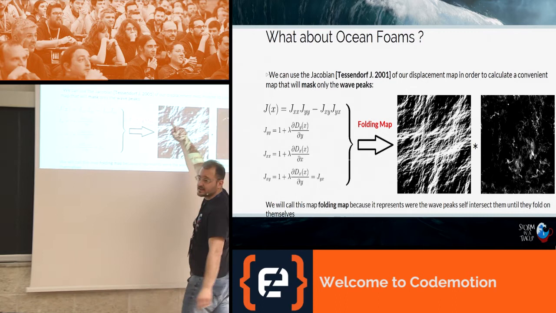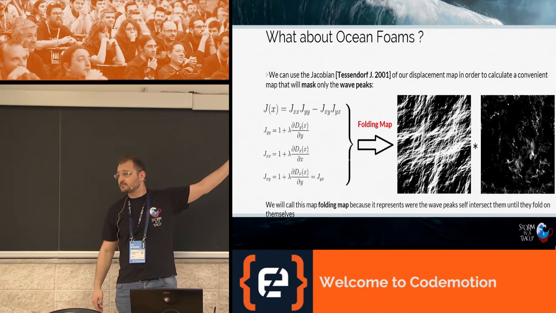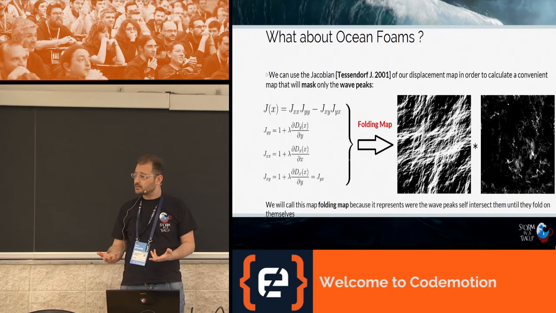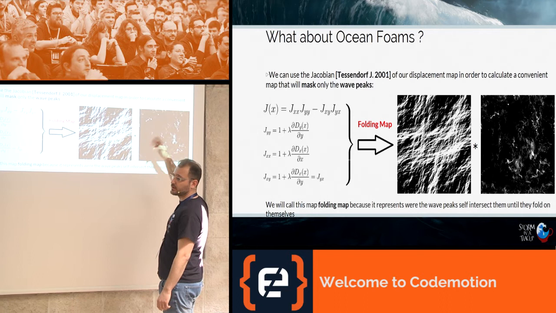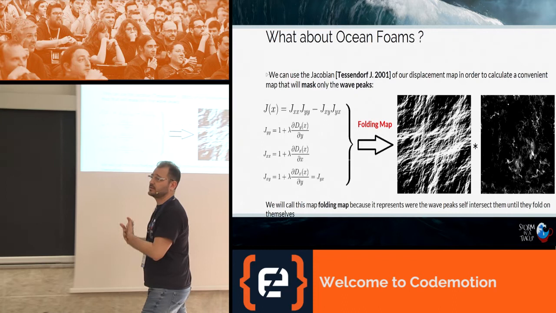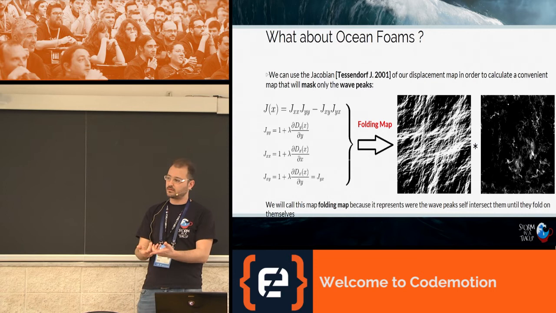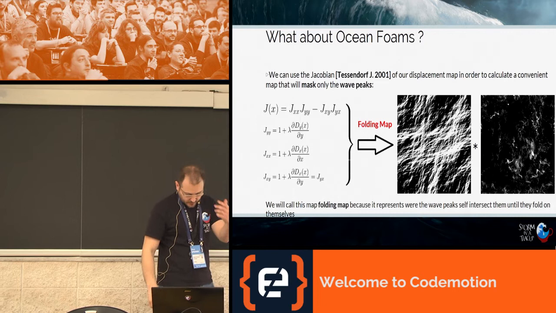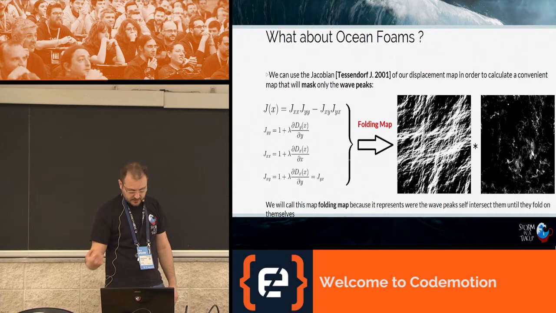So this is basically a mask that we can use to mask out the ocean foam texture, which is this one. It's just a foam texture. You can Google it. You can find lots of foam textures. It's multiplied by this one. Yeah? It's modulated by this one. So you won't see just white, but you will see a foamy look, basically, on the ocean surface. So we will call this the folding map because it represents where the wave peaks self-intersect until they fold on themselves, when they are really close.